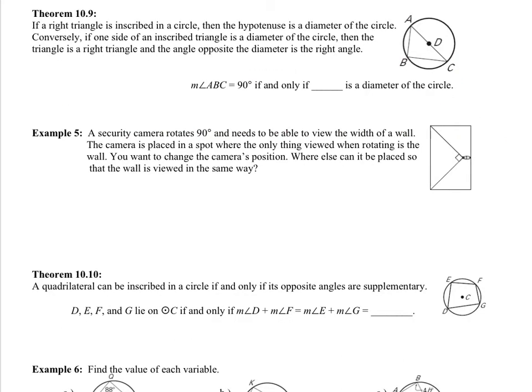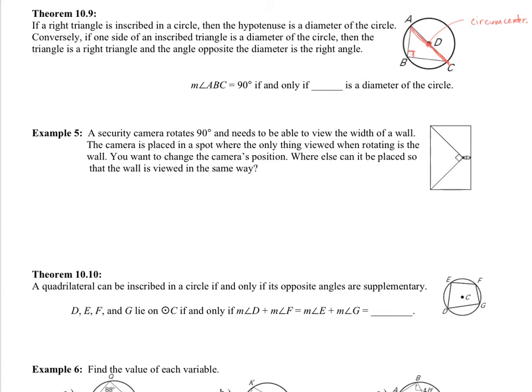Theorem 10.9. If a right triangle is inscribed in a circle, then the hypotenuse is a diameter of the circle. And conversely, if one side of the inscribed triangle is the diameter of the circle, then the triangle is a right triangle. And the angle opposite the diameter is a right angle. Now, this sounds very familiar, right? The circumcenter, where the center is the midpoint of the hypotenuse.